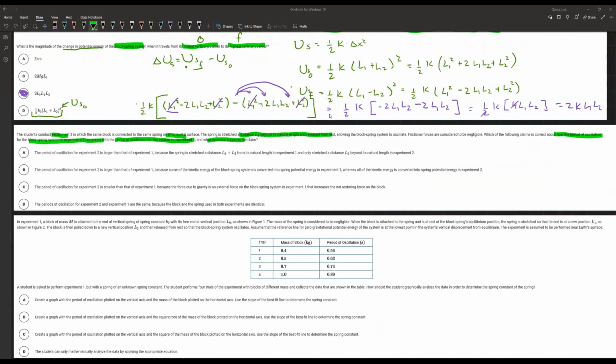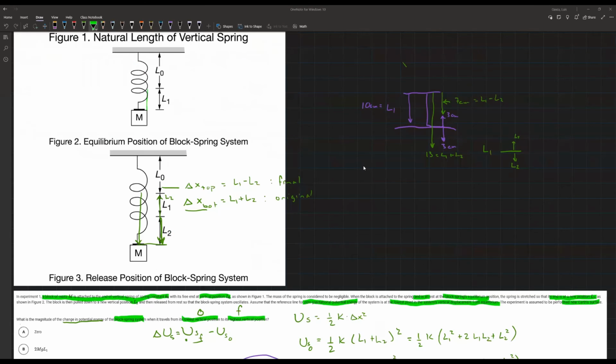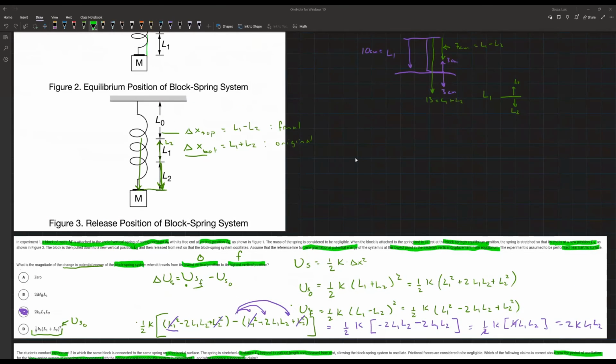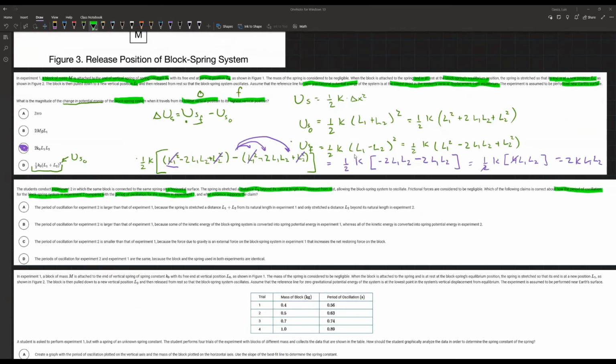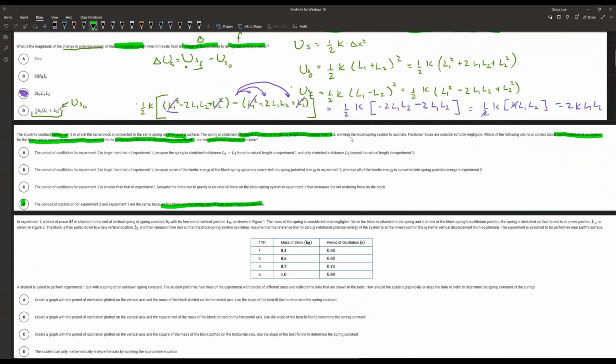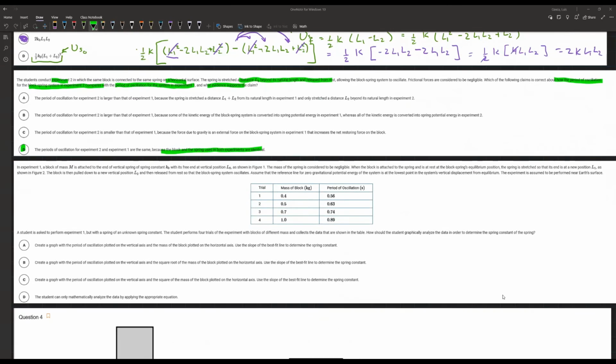So if we notice, it's still the same spring. And so whether we stretch it horizontally or vertically, that doesn't matter. The spring has no mass. So K is constant, the mass is the same as before. So what we find out is that the period of oscillations are going to be the same because both the block and the spring are used in both experiments and they are identical. So again, let me know if we have questions over that one, but it seems kind of weird.